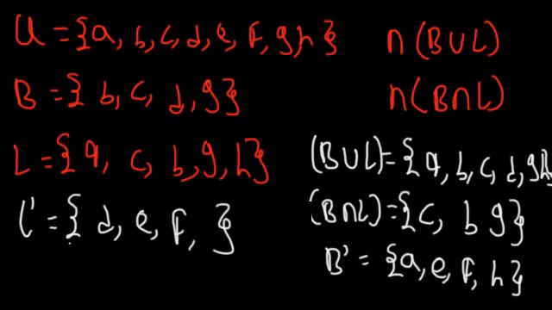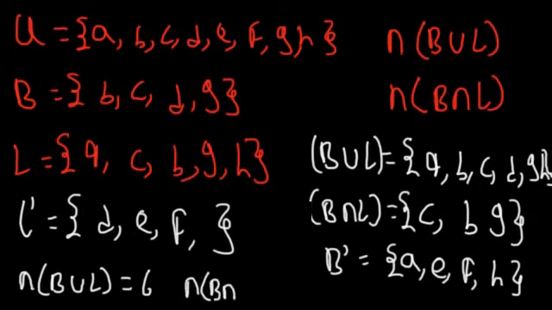Now let's move on to the number of elements in B union L. There's no need of finding B union L anymore. What we need to do is just count the elements at this point. We have 1, 2, 3, 4, 5, 6. So the number of elements in B union L will be equal to 6, and the number of elements in B intersect L will be equal to what? 1, 2, 3. So that's 3.